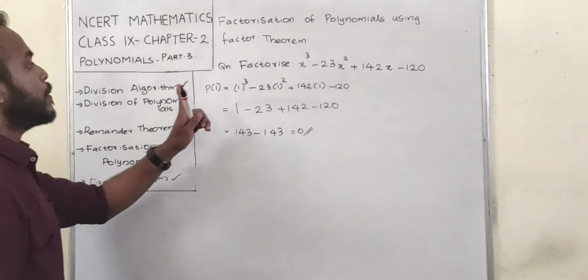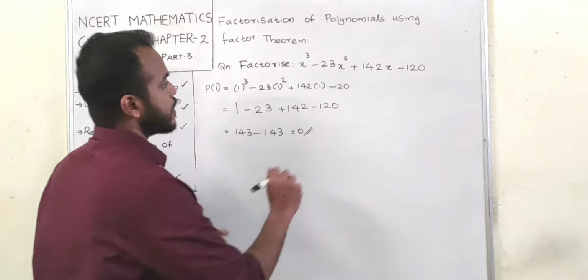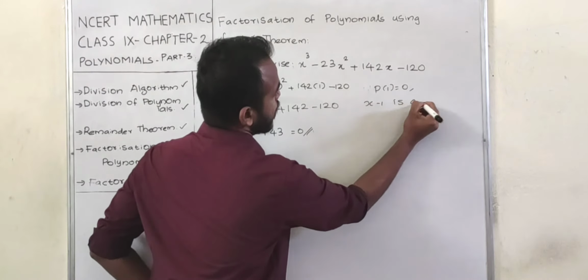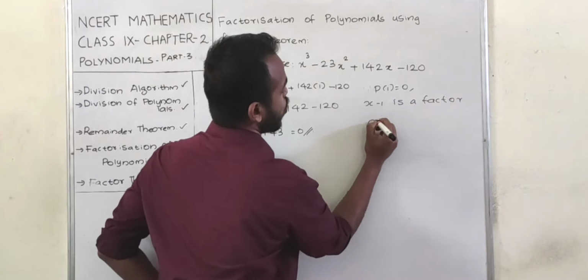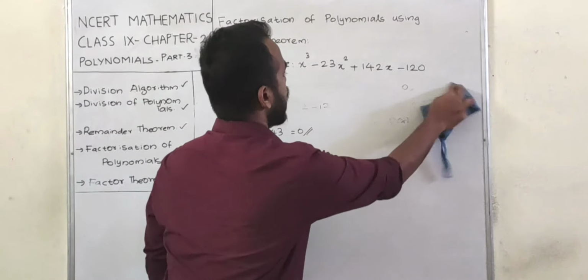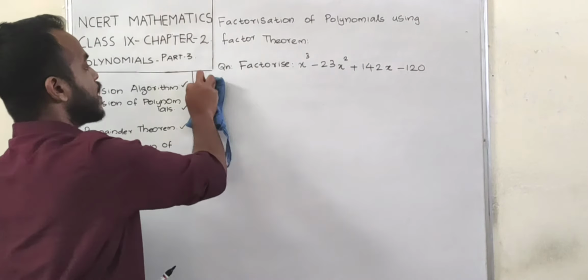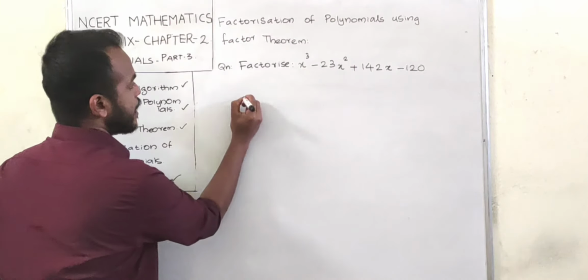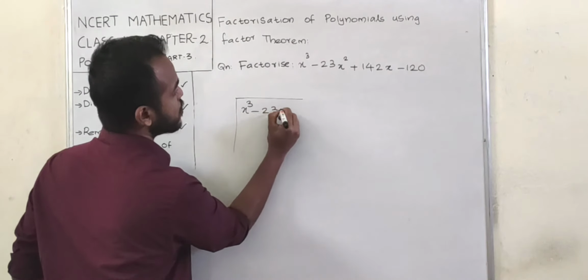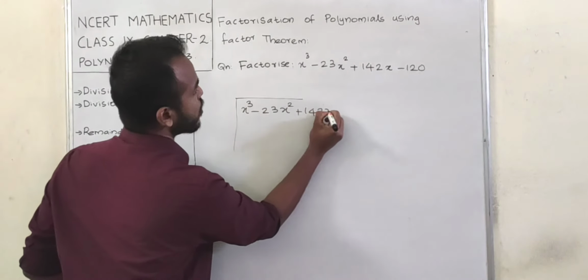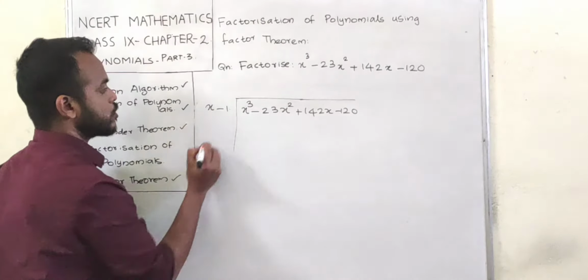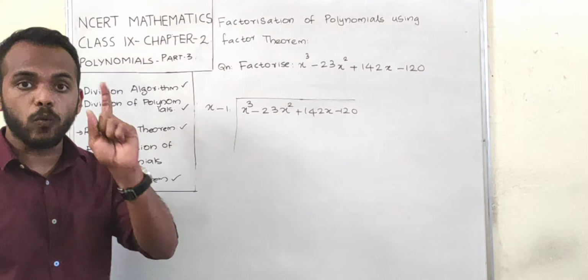Now we have got the first factor. Who is the first factor? Since p of 1 is equal to 0, you should write it this way: since p of 1 is equal to 0, x minus 1 is a factor of p of x. So you got one factor, x minus 1. Now how will you find the next factor? The method that we just saw. Divide the polynomial using the factor that you have got: x cube minus 23x square plus 142x minus 120 divided by x minus 1. Why x minus 1? Because p of 1 was 0.